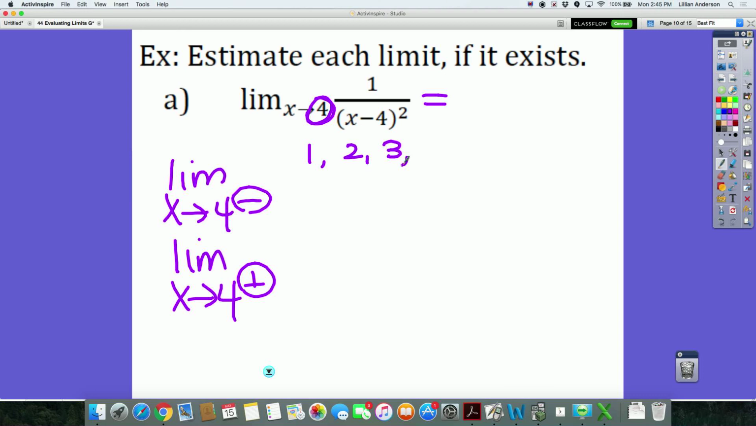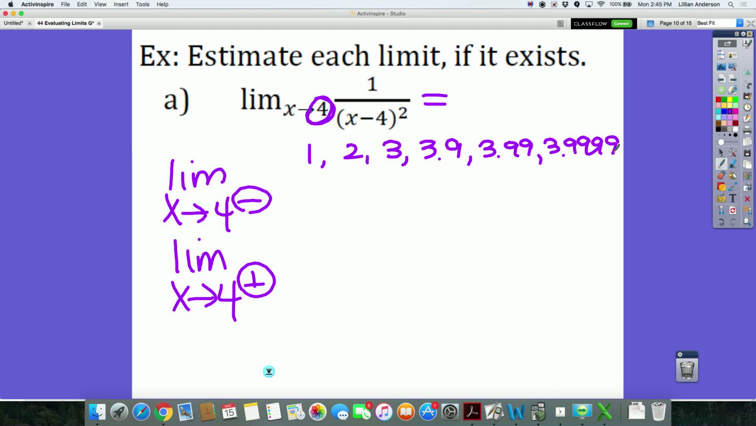So that's when you plug in the 3.9 or the 3.99 or even the 3.9999, because that's still getting closer to 4. And then whatever those y values are, the closer that you get to 4, that will tell you your limit as x is approaching 4 from the left-hand side.